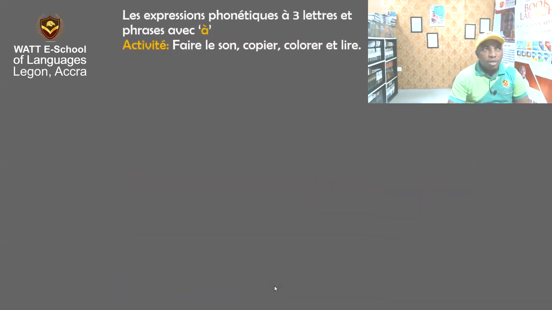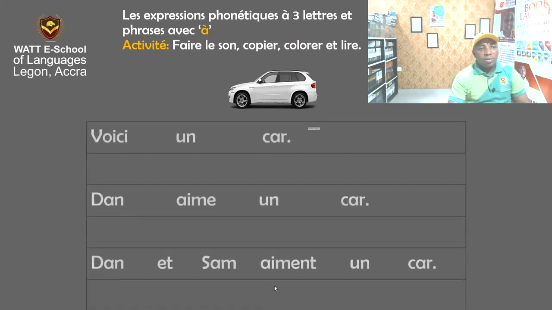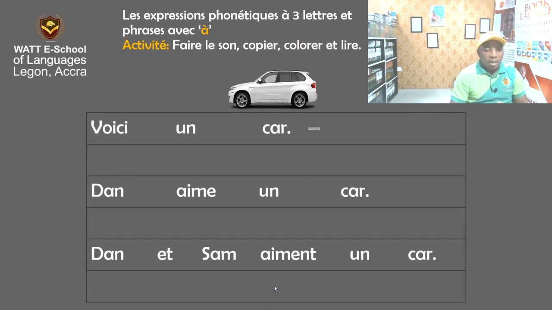In the same activity, you copy this expression. You have a car. You see a nice car, beautiful one. And you have this under the car. So you are going to write in the box. Later, you color the car. You change the color of the car. So make sure that you have crayons with you. Voici un car. This is a car.